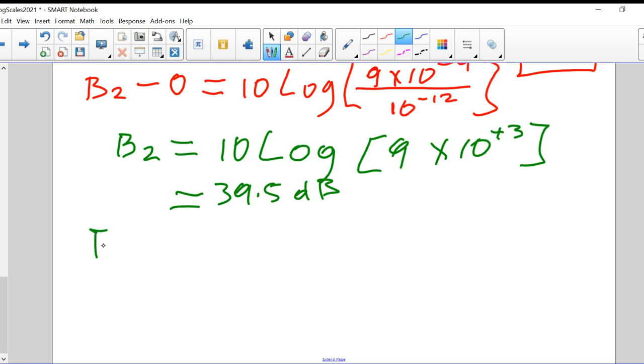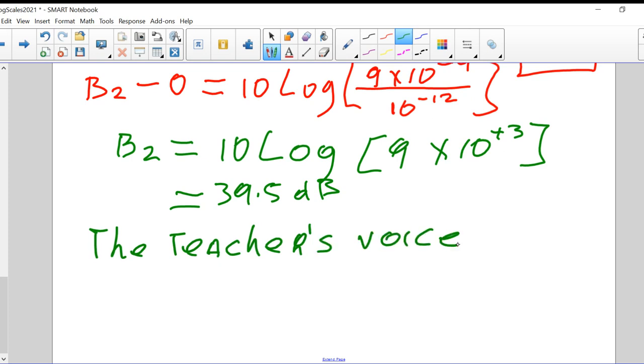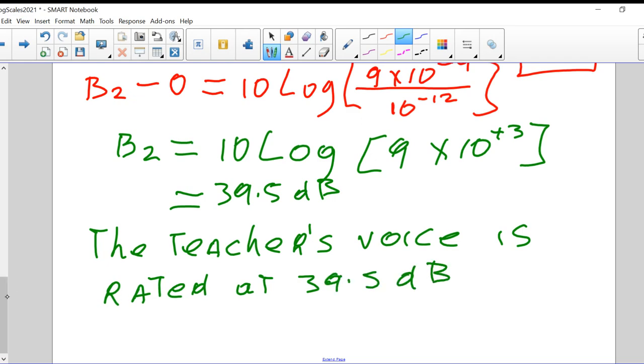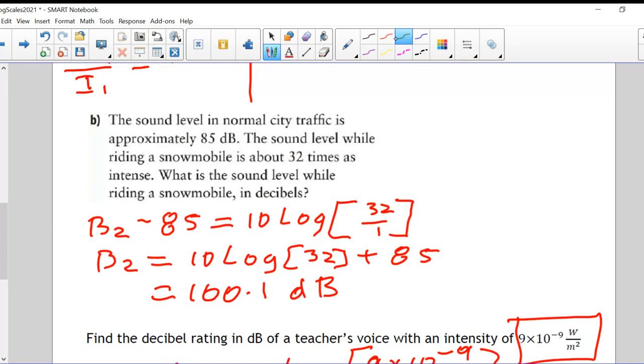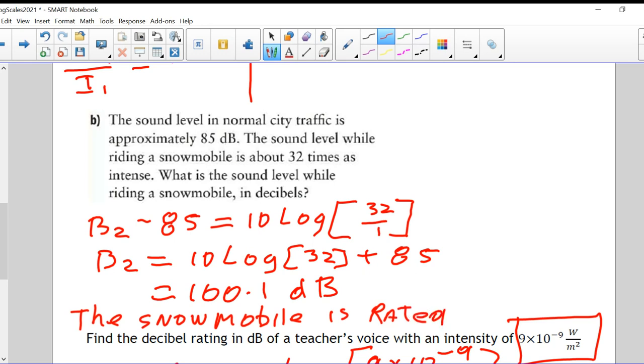All right, so here's my statement. The teacher's voice is rated at 39.5 decibels. Okay, which means I should have put a statement for this one as well. So since I meant to do that, I'll do that now. The sound level, the decibel. The snowmobile is rated at 100.1 dB. Okay. All right. So are we good so far?